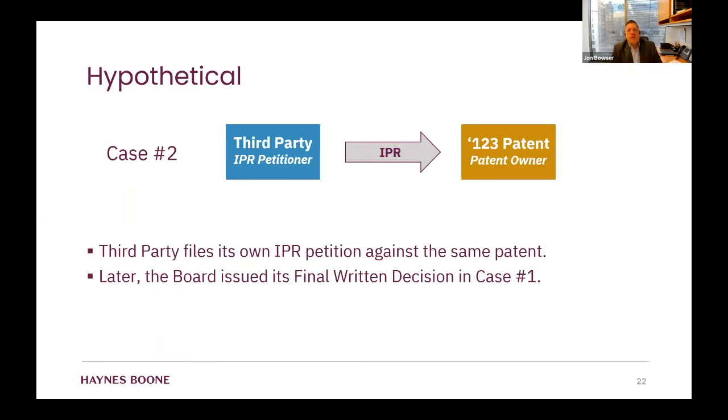So here, we've extended the hypothetical. Now we have case number 2. Third party files its own IPR petition against the same patent. Case number 2 is filed, let's just say, a couple months after case number 1. Later, the board issues its final written decision in case number 1. If we go to the next slide, Angela, please.